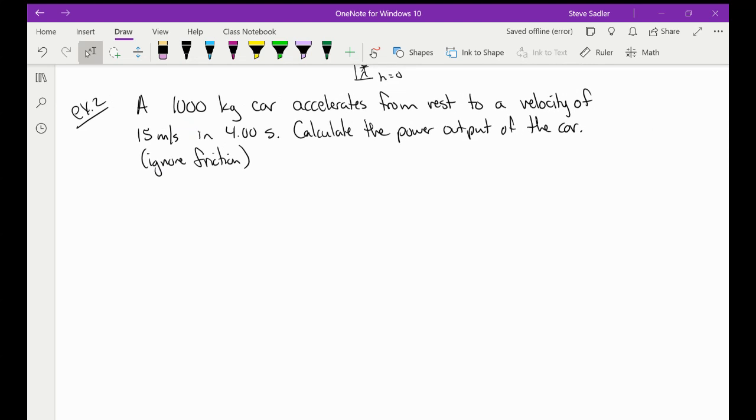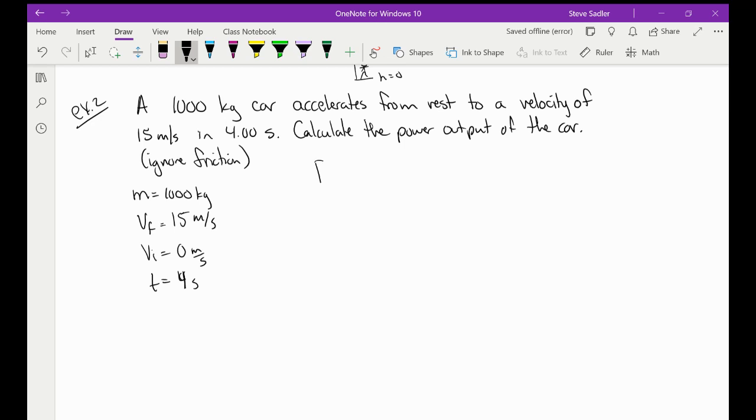A 1,000 kilogram car accelerates from rest to a velocity of 15 meters per second in 4 seconds. Calculate the power output of the car. And we're going to ignore friction. So we know the mass of the car is 1,000 kilograms. We know velocity final and velocity initial. Velocity initial is 0 meters per second. Final is not 0, it's 15 meters per second. And we know time is 4 seconds.